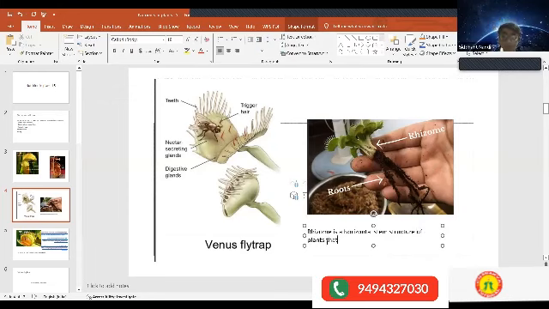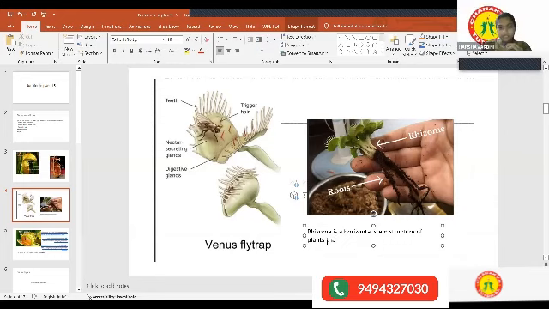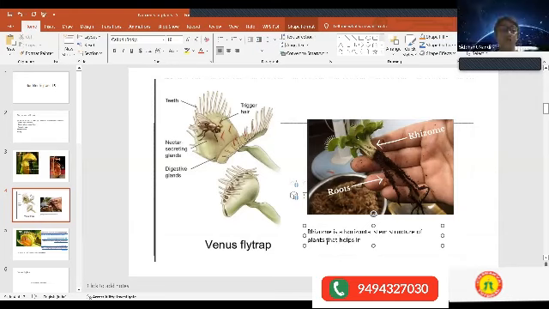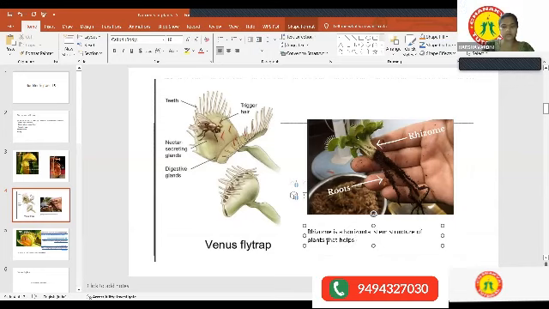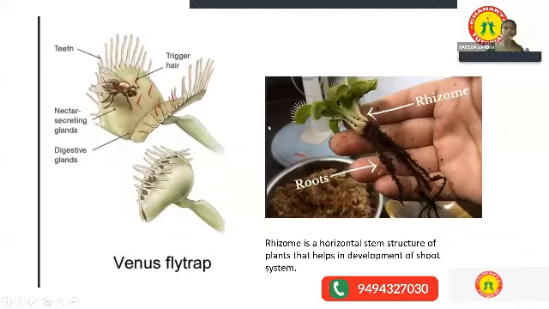What is the purpose of stem in every plant? It gives new branches, right? Yes, ma'am, it helps in new branches. It also holds the plant. Yes, very good. It helps in the development of the shoot system. Make note of this. So this is rhizome, and this is root. So this is basically root and shoot. Understood the Venus flytrap anatomy?